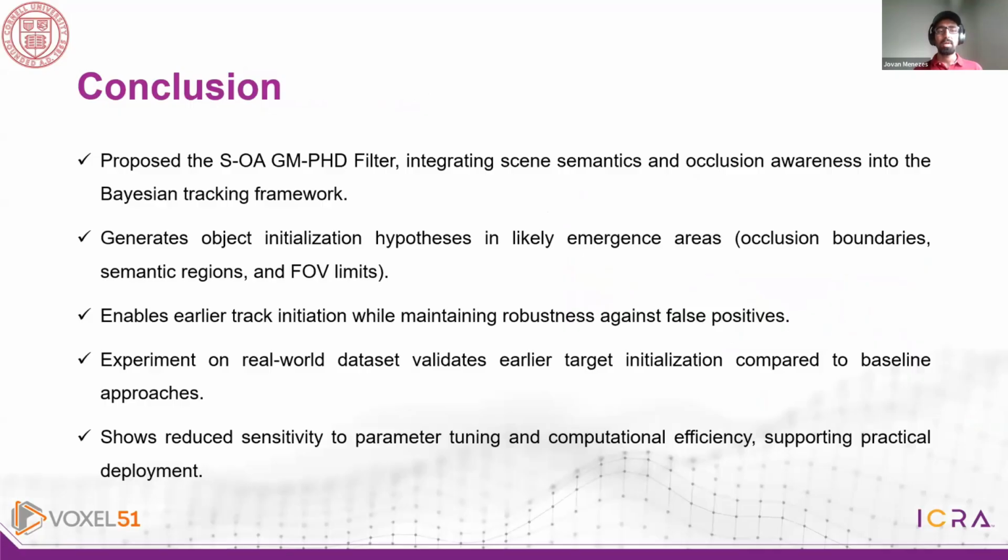So to sum up, in this work, we proposed a semantic and occlusion aware Gaussian mixture PhD filter, wherein we integrated scene semantics and occlusion awareness in a Bayesian tracking framework. This method allows us to initialize birth hypotheses in likely emergence areas such as occlusion boundaries, semantic regions, and the sensor field of view instead of uniformly distributing the hypothesis over the entire sensor field of view. It allows us to start tracking targets or objects sooner, and it is also robust to false positives.